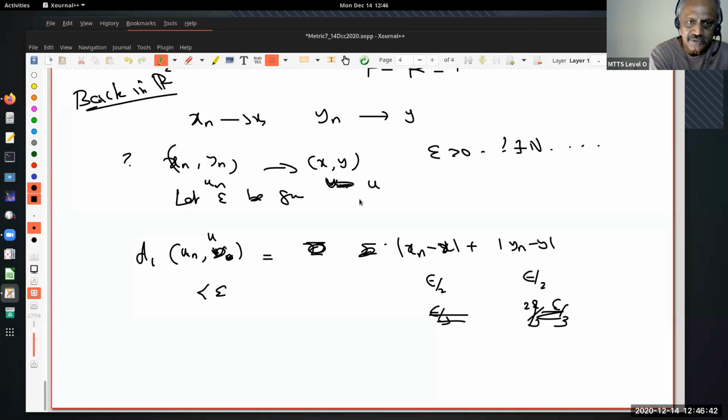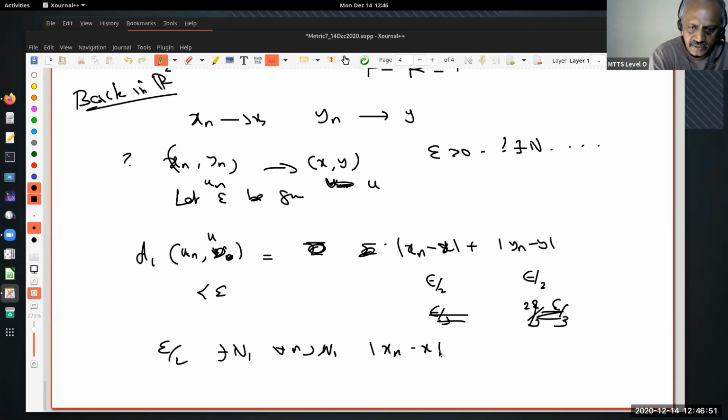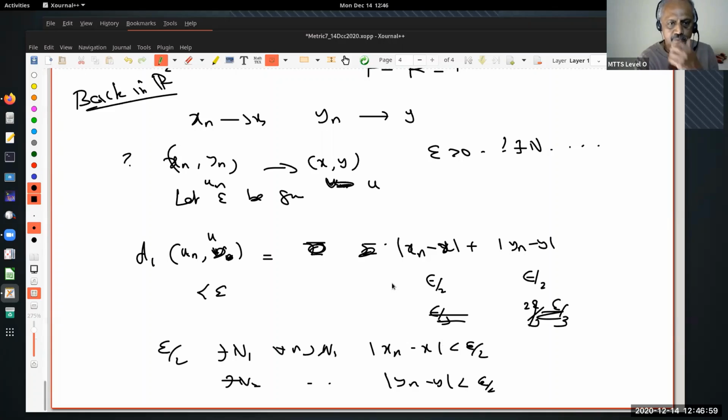How do I do that? Since xn converges to x, for this epsilon by 2 there is an n1 so that for every n greater than or equal to n1, mod xn minus x is less than epsilon by 2. And similarly, there is an n2 so that mod yn minus y is less than epsilon by 2. But I want it to be true for every n greater than or equal to some capital N. So what do you think I will do? Take N equal to the maximum of n1 and n2. Do you understand this?